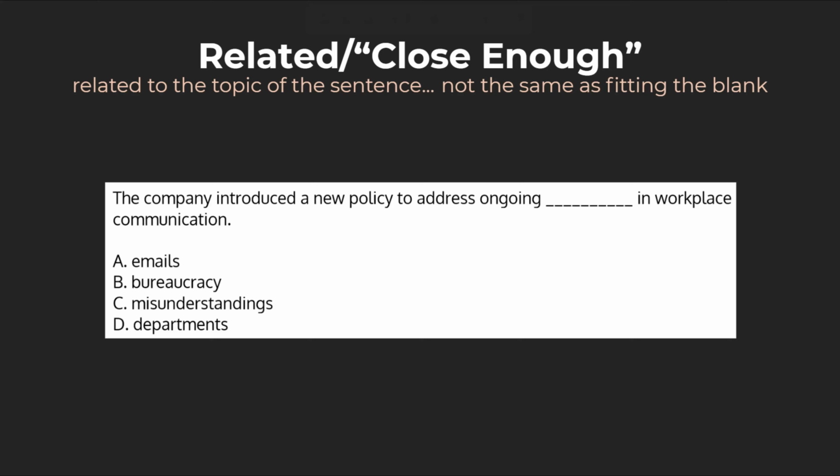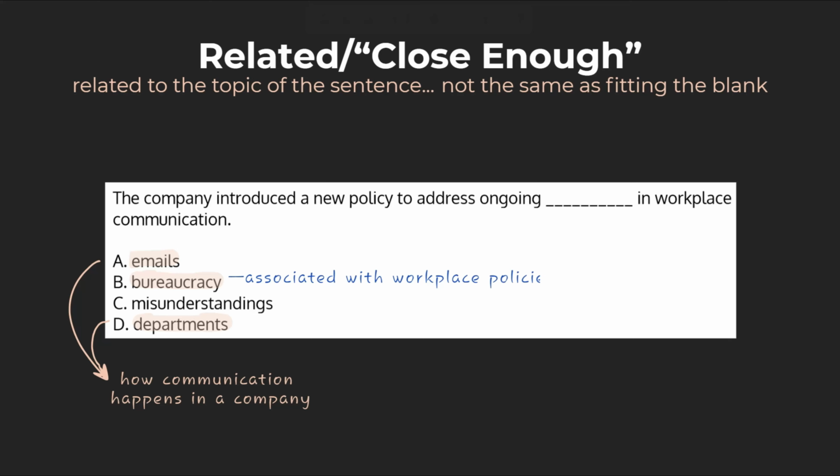Let's look at an example. The company introduced a new policy to address ongoing blank in workplace communication. A. Emails. B. Bureaucracy. C. Misunderstandings, or D. Departments. At first glance, several of these choices seem related to workplace communication. Emails and departments are part of how communication happens in a company, and bureaucracy is commonly associated with workplace policies, which can make it feel tempting.